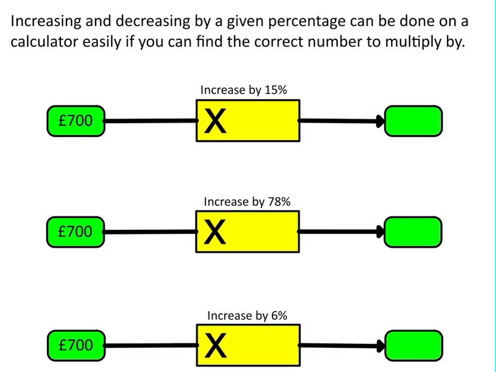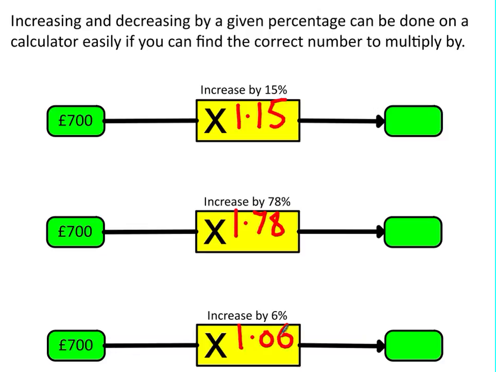And of course, increasing by 15% is the same thing as finding 115% of a number. So it's the same thing as timesing by 1.15. Increasing by 78% is a bit like finding 178% of a number. So I multiply by 1.78. And increasing by 6% would be like increasing a number by 106%. And that would be multiplying by 1.06.